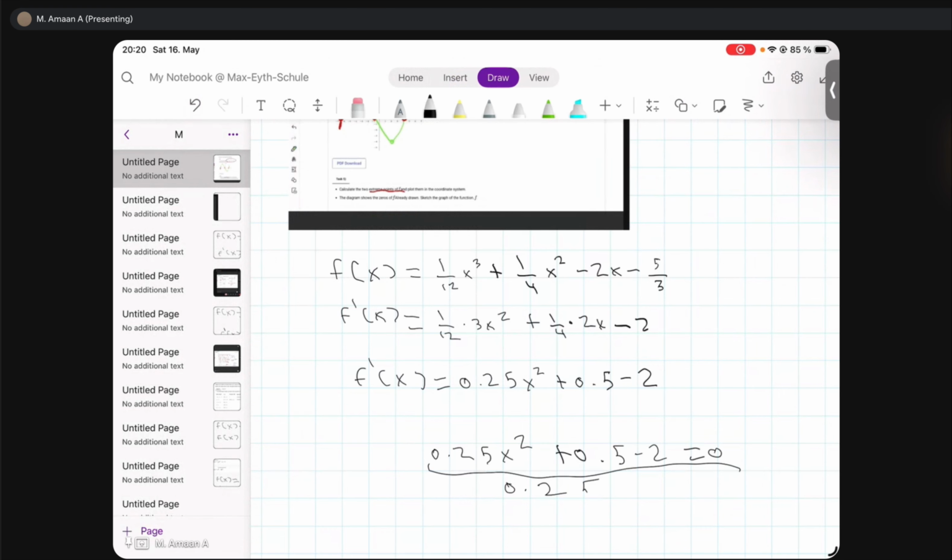Wait a second, hold on, hold on. Your LCM is 0.5. Why did you not put the x with 0.5?